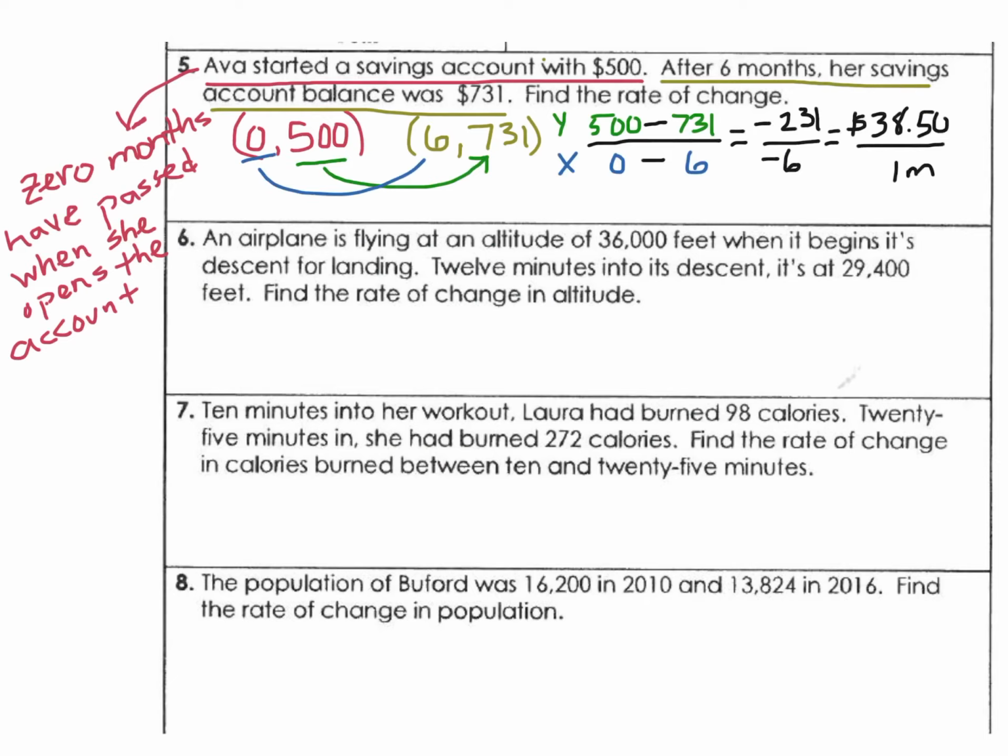All right, so our very first sentence says an airplane is flying at an altitude of 36,000 feet when it begins its descent for landing. So the next sentence says 12 minutes into its descent. So what that means to me is that when the plane first begins its descent, zero time into that descent has happened. So my ordered pair for this is going to be 0 and 36,000.